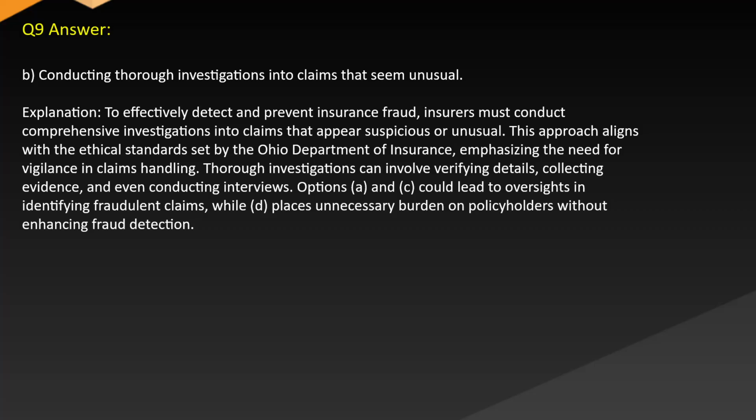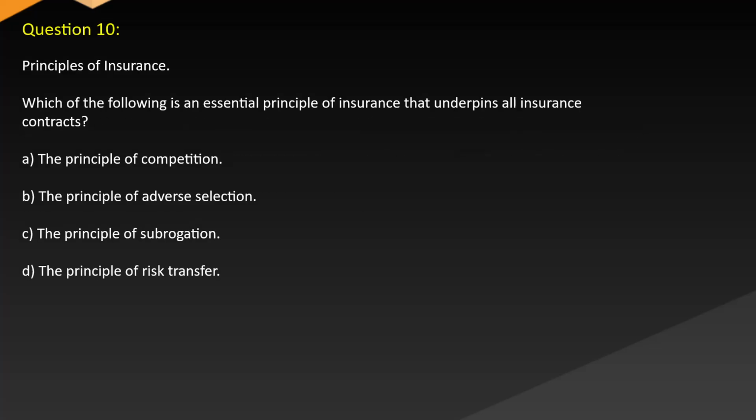Options A and C could lead to oversights in identifying fraudulent claims, while D places unnecessary burden on policyholders without enhancing fraud detection. Question 10. Principles of insurance. Which of the following is an essential principle of insurance that underpins all insurance contracts? A. The principle of competition. B. The principle of adverse selection. C. The principle of subrogation. D. The principle of risk transfer.